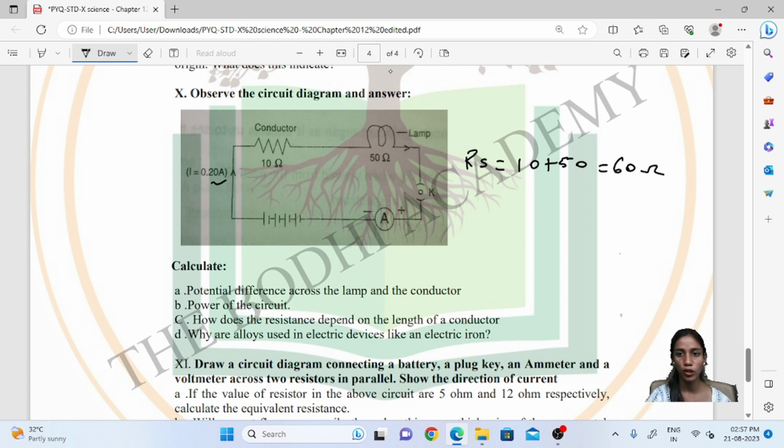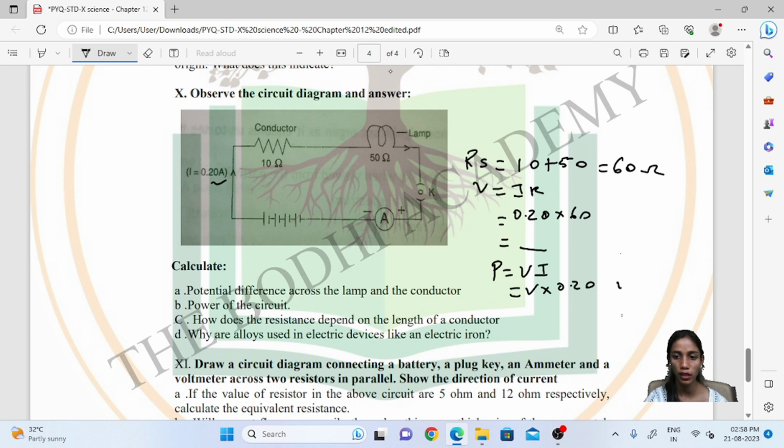Now the current is given as 0.20. You have to find the potential difference, so you have to use the V equals IR formula, so you put 0.20 into 60. Then you write the answer you get here. So this will be the potential difference. Now again you have to find the power. The power formula is VI. V is the potential difference value you have found, and I is what is given there, 0.20. So this will be in watts.